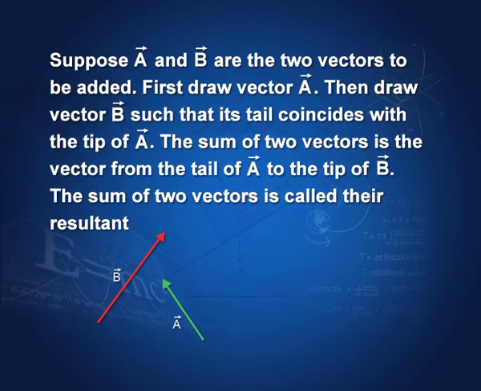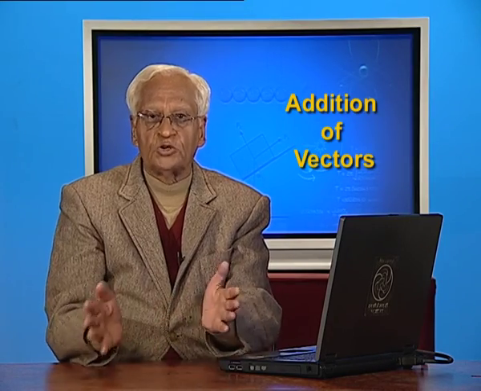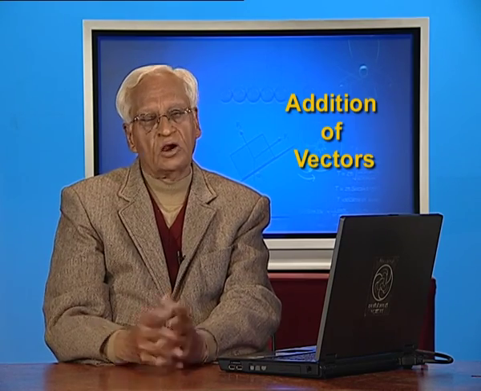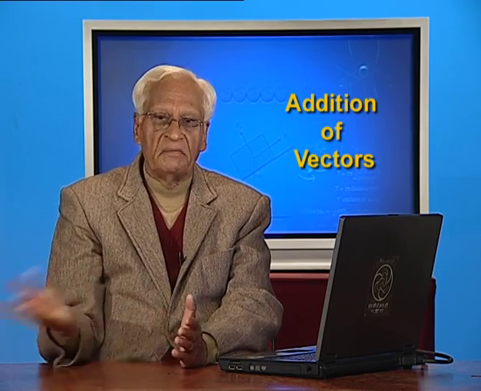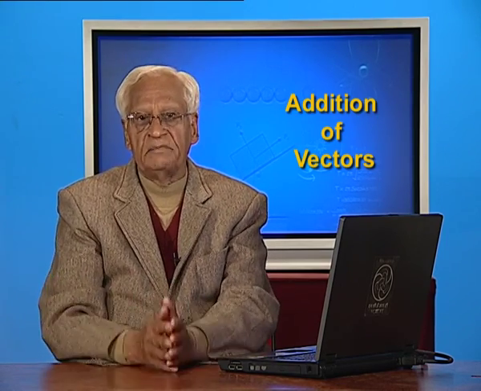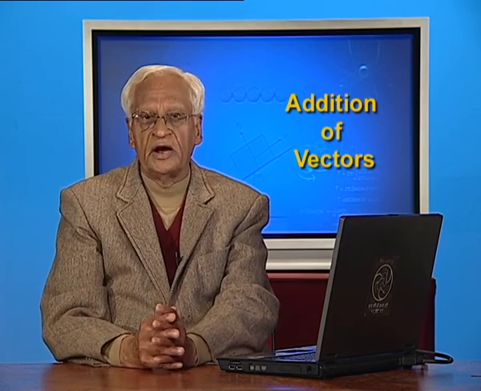Now, suppose A and B are two vectors to be added. You can see vector B here and vector A here. Do not be surprised that I am asking you to add two vectors which are not joined, they are at different places. You will come across in physics many times that vectors are not at the same point, and yet you are required to add them.